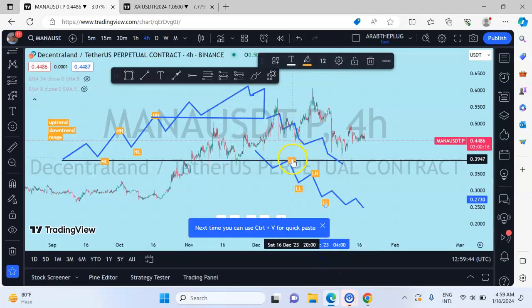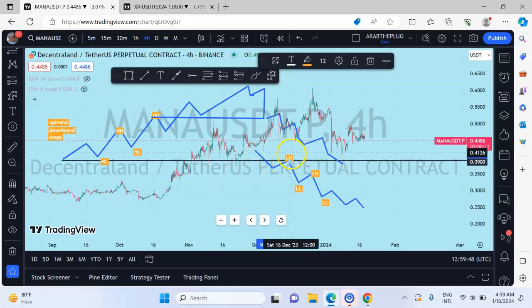So this place is a lower high because the market calmed down and tried to go up again, but it could not push beyond this point before it started going down again to create a lower low. The lower low means this low is lower than the previous low. So don't confuse this lower high with higher low. Higher low is in an uptrend and lower high is in a downtrend.